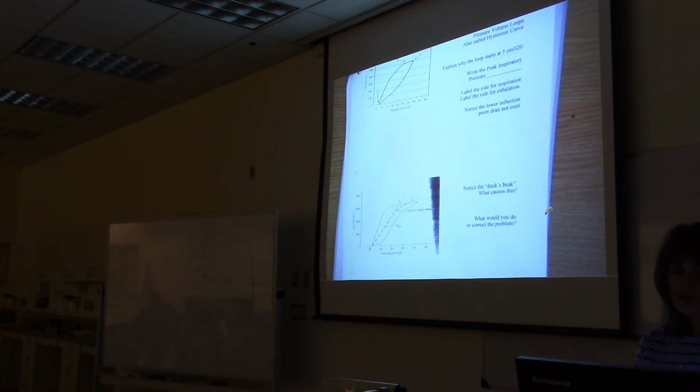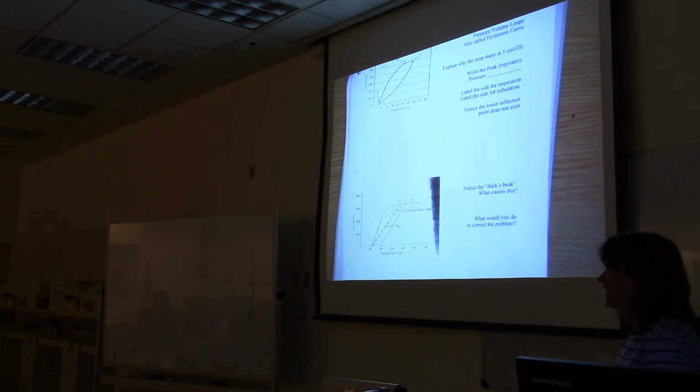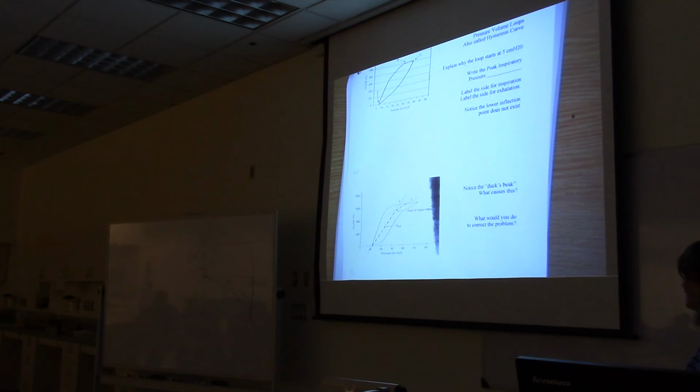So when it asks you, what would you do to correct the problem? Lower the tidal volume. Yes, you would lower the tidal volume. That is what you were thinking? Yeah, when I looked at it. Very good. If it's taking that much pressure to get that last 100 mLs in there, it's too much volume. It's uncomfortable. Yes, and it damages the lung parenchyma too.